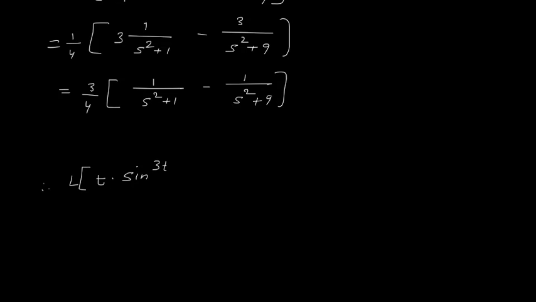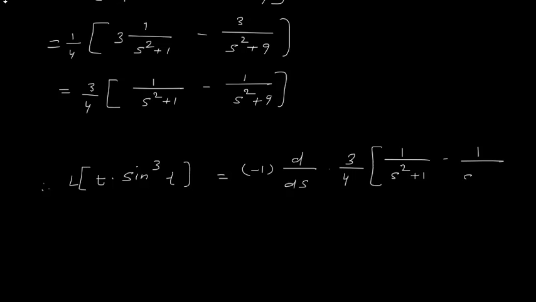Now when I say t into sine cube t, I will use the effect of multiplication by t. It is minus 1 into d upon ds into 3 upon 4 into 1 upon s square plus 1 minus 1 upon s square plus 9. So this equals minus 3 upon 4, which I will take out.